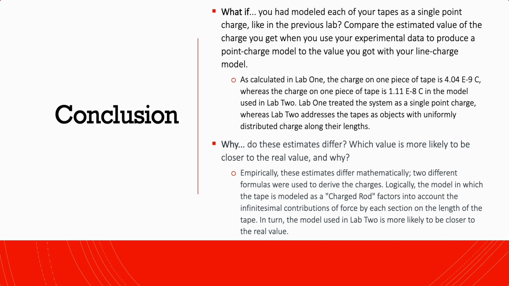Last but not least, we have our conclusion. The what-if is up there, I won't read it, but as calculated in Lab 1, the charge on one piece of tape is pictured there, whereas the charge on one piece of tape is 1.11 times 10 to the negative 8 coulombs in the model used in Lab 2. And the key difference is that Lab 1 treats the system as a point charge, whereas Lab 2 addresses it as uniformly distributed charge along its length.